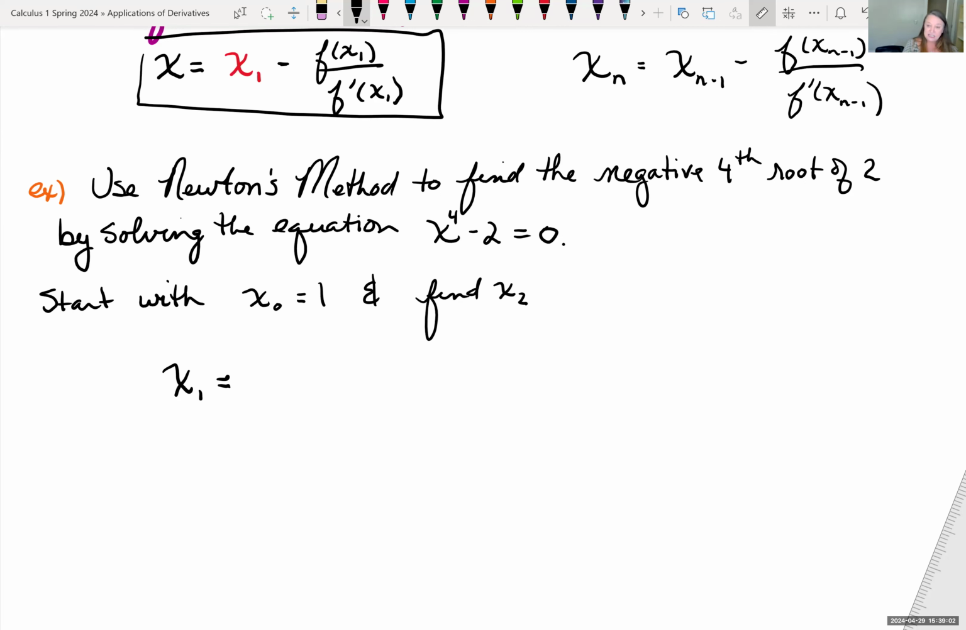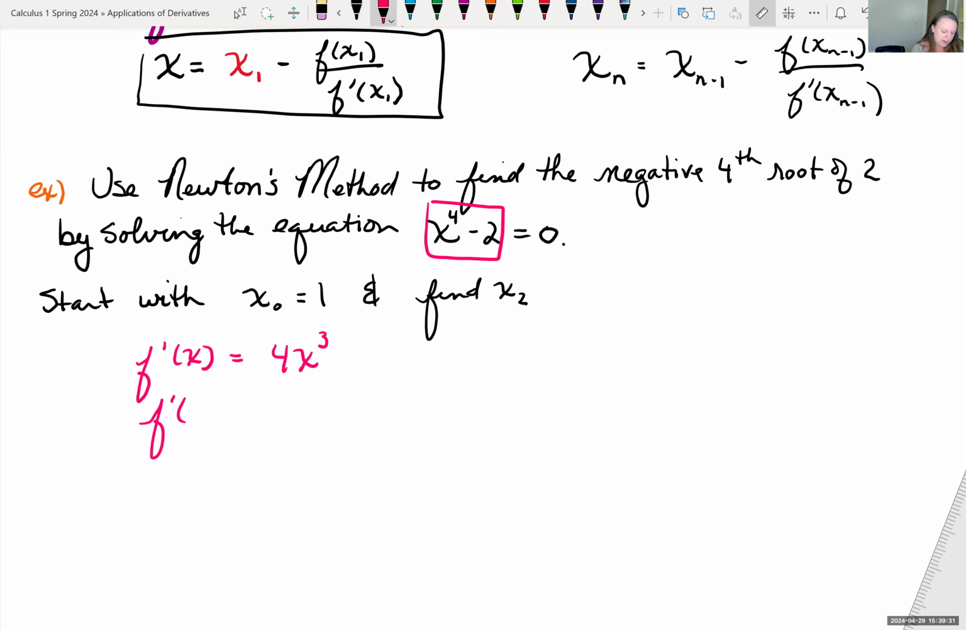So I notice that I need to be able to evaluate my function when x is 1, and I need to evaluate the derivative of my function at x equals 1. So maybe we should just go through and do that first. So let's find the derivative. We're finding the derivative of x to the fourth minus 2, and that is 4x cubed.